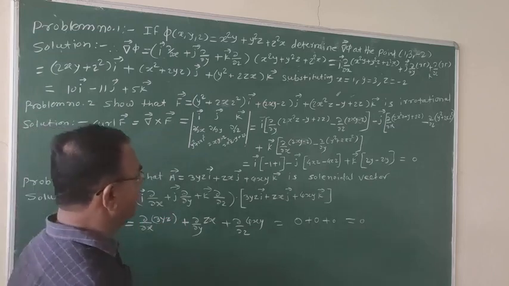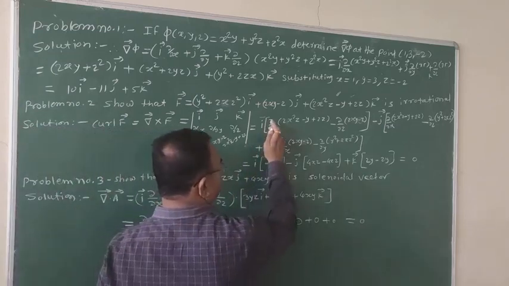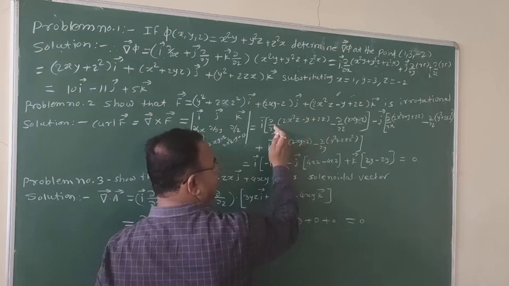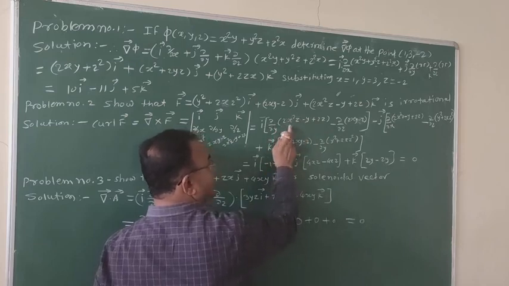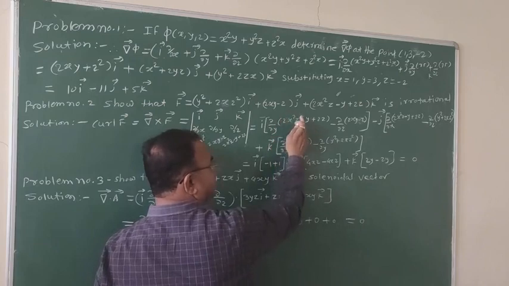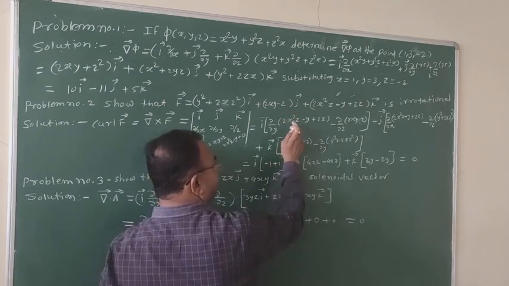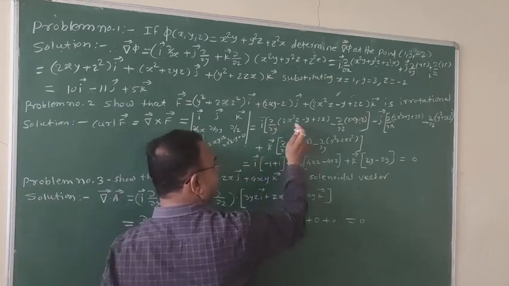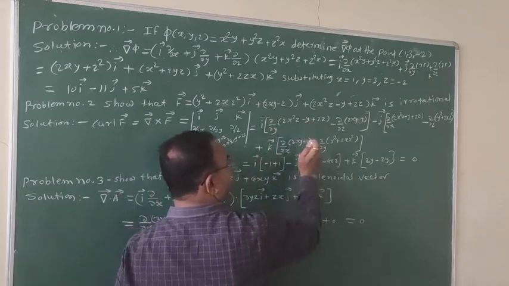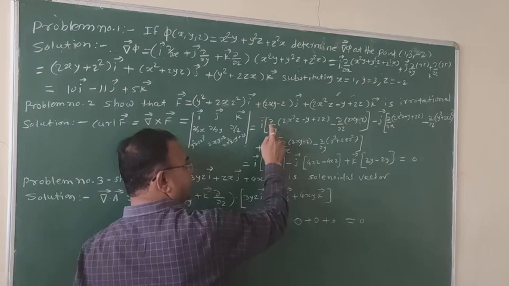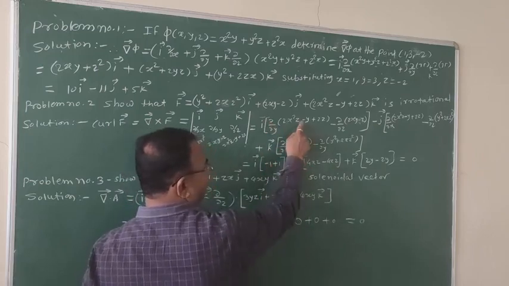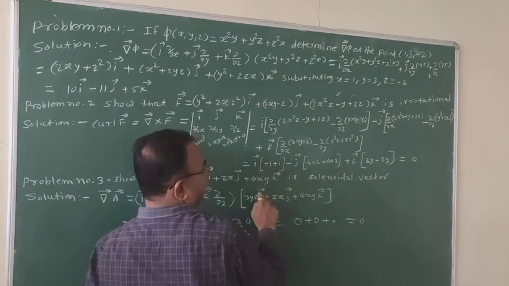And here, when we consider i bar ∂/∂y, the partial differentiation of the first term is 0 because there is no y term. That means this total term is constant, and therefore differentiation of a constant is 0, we know that. Then minus ∂/∂y of y. Partial differentiation of y with respect to y is 1. That means we have the minus sign there, therefore minus 1.